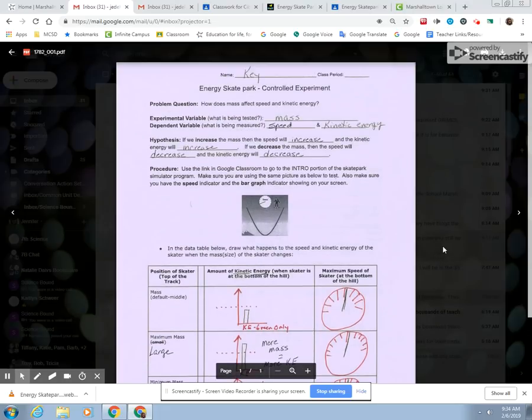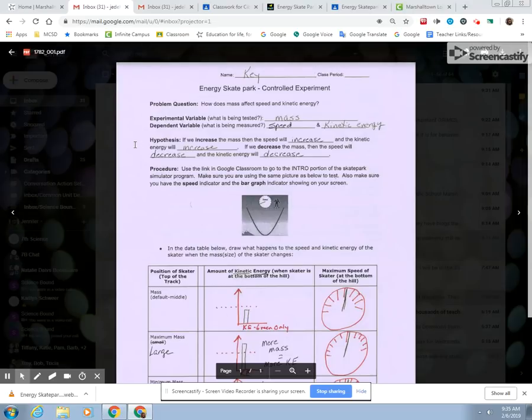Okay, so we did this together in class. As far as we determined, what we were testing is the mass. And once again, that can be found in the problem question: How does mass affect or change speed and kinetic energy? The dependent variables were speed, because we were going to collect information about that, and kinetic energy, which is moving energy, and we were going to collect information about that. Okay, so you should have that done.